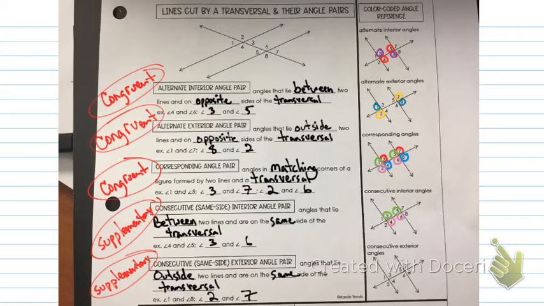Let's identify these pairs off to the side again. Got 1 and 7. All right. Drew, can you give me a pair? Consecutive exterior. Yes, sir. So consecutive means on the same side, right? Yeah, 1 and 7. Can you just give me the other pair since I got you right now? 2 and 8. There we go. And we know that those are supplementary.